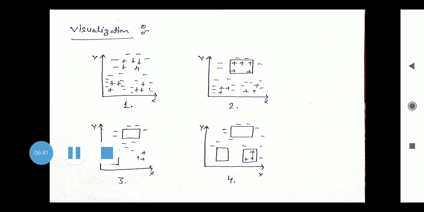So now we are going to do a visualization. This is a two-dimensional data set. There are two types of classes here: positive classes and negative classes with different labels. According to the first rule, we select the first portion that is positive. In the second plot, we selected all the positive set, and we will remove this positive data set.